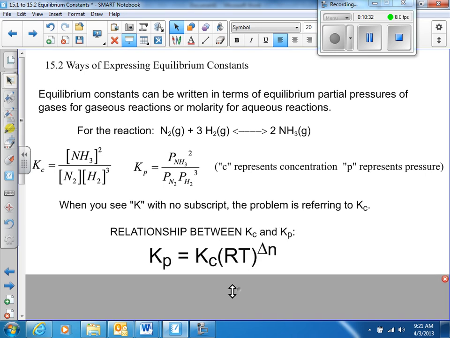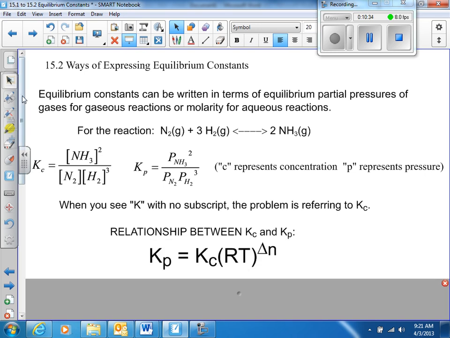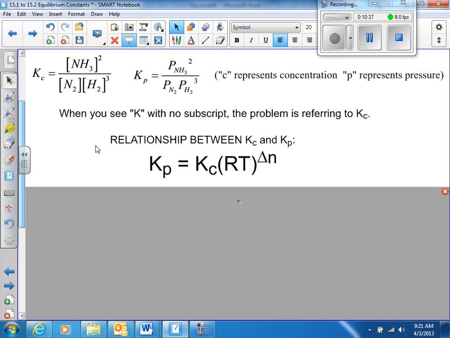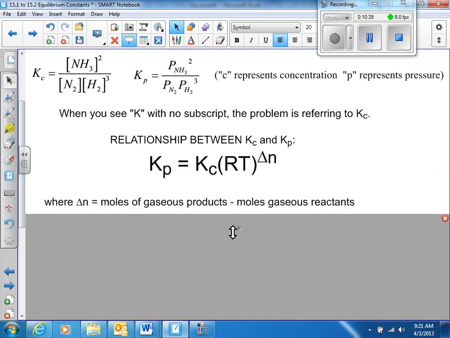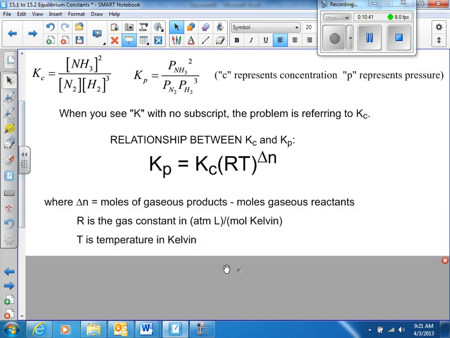Okay, and we have a relationship between Kp and Kc. They are mathematically connected to each other through the ideal gas law. Here's your equation right here, and here's your definition. So Kp is just the original K we were working with times RT raised to the delta N, where delta N is the moles of gaseous products minus the moles of gaseous reactants. And you have to make sure you use the right R. That's the 0.0821 atmospheres liters per mole Kelvin.